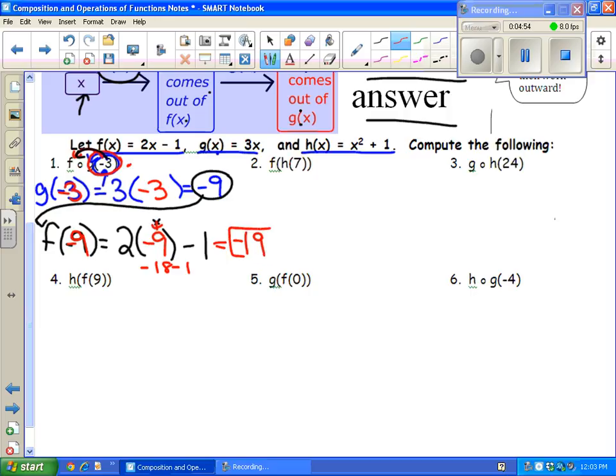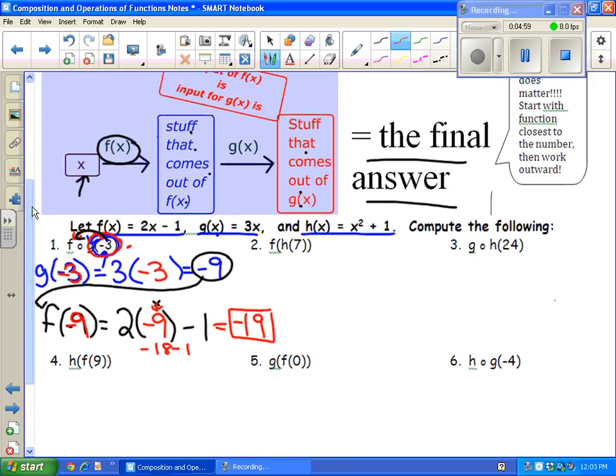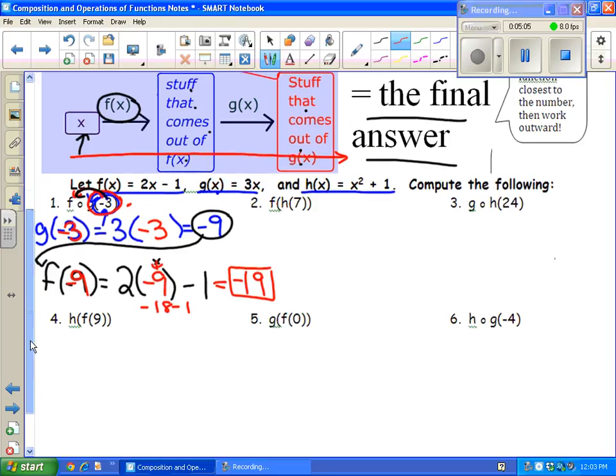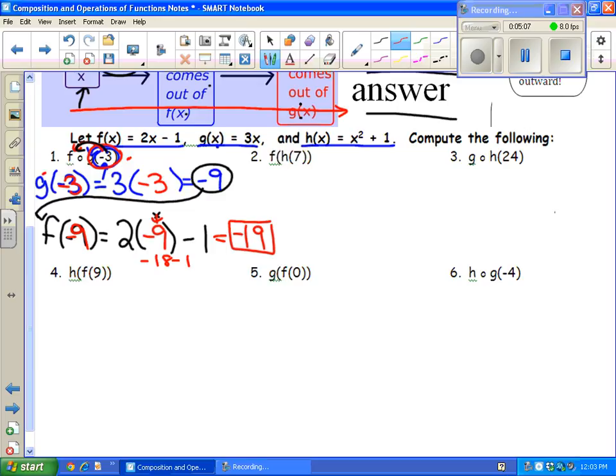The second answer is the final answer. Okay, I did it in the opposite order from my diagram, but still I had to go through two separate functions. I used function G and I used function F. I got one answer, I put it back in here, I got a second answer, and the second answer is my final answer. Okay, let's go to number two.